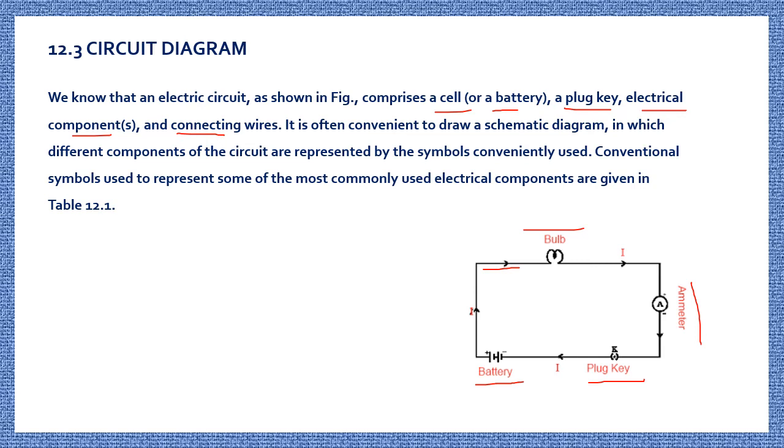This is the schematic diagram, and here we show all the components of the circuit. These components are shown by symbols, because that is the only convenient method. Conventionally, symbols are used to represent some of the most commonly used electrical components. If we have to show the bulb, we cannot draw the bulb. This is the electric symbol for bulb. I showed you the picture of ammeter, but when we are drawing an electric circuit, we are not going to draw a meter. We will use the electric symbol for that, and the symbol is over here, ammeter. This is the symbol for battery, and that is for key.